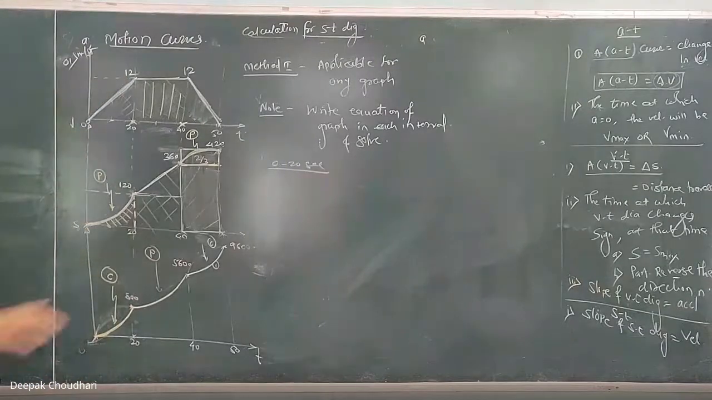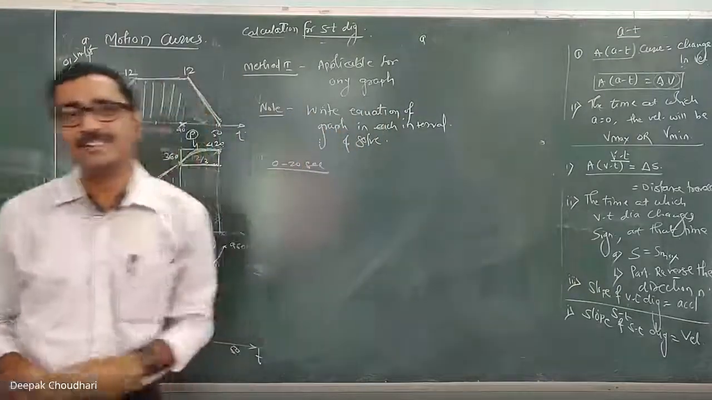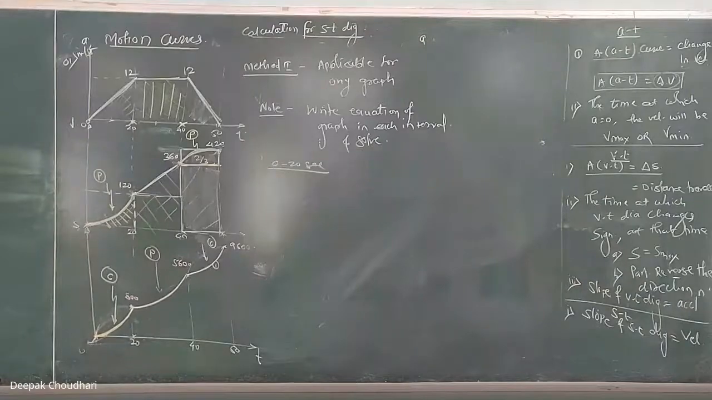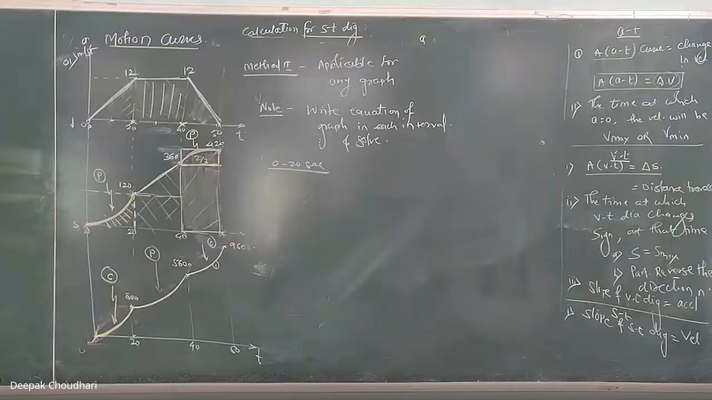यार लिखा ना मैंने इधर, write the equation of the graph. So can you write down the equation of that straight line from 0 to 20 seconds? बताओ फटाफट। What will be the equation? क्या आएगा इक्वेशन? 2 पॉइंट फॉर्म से आएगा सर. 2 पॉइंट फॉर्म से आएगा.